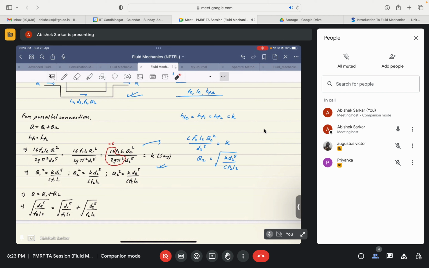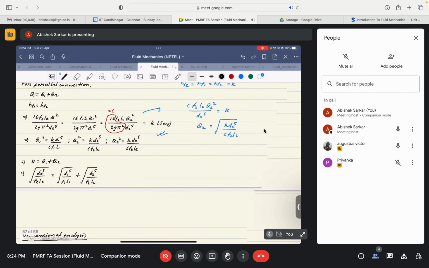Now again from mass conservation we get that Q is equal to Q1 plus Q2. Since these are Q square, you need to apply a square root to get Q2, Q1 and Q e respectively. So we get the square root of d to the 5 divided by Fe Le is equal to the square root of d1 to the power 5 by f1 l1 plus the square root of d2 to the power 5 by f2 l2. So again, are these expressions clear, how they were derived and the concepts behind them? Is it clear, right? Yes, sir.